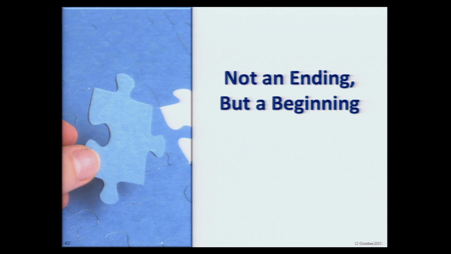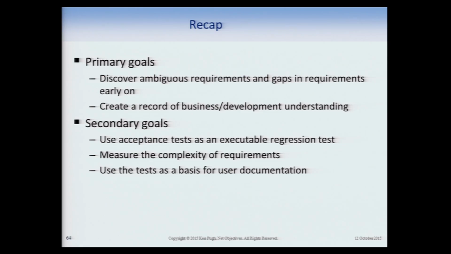So this is not an ending, but a beginning. What have we covered? The primary goals in ATDD. Discover ambiguous requirements and gaps in requirements early on. The tests represent a common shared understanding between the business and development. Our secondary goals. We can always automate them, use them as regression tests.